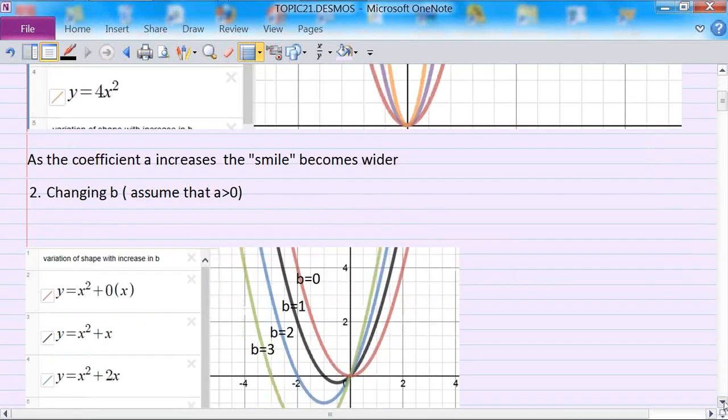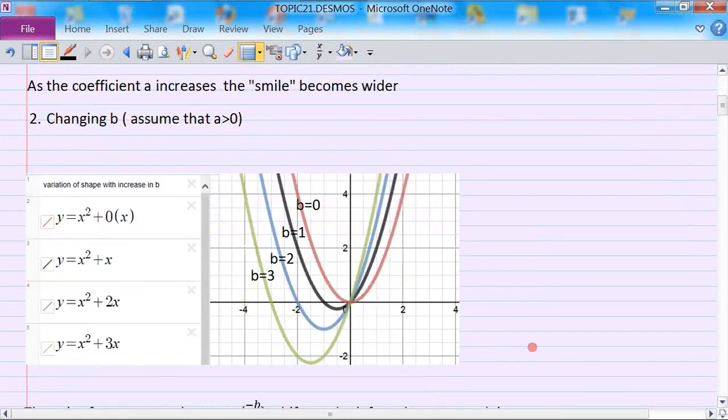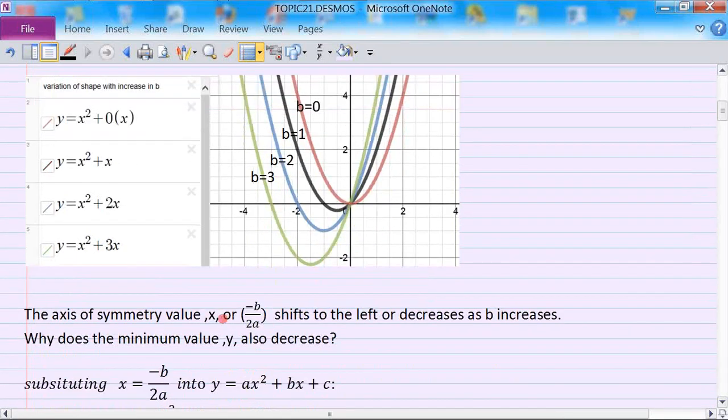So now let's take a look at how b changes in the equation y equals ax squared plus bx plus c. Now, in this case, I'm just going to assume that the coefficient of a stays the same. It's always 1. And we're going to change b, which is the coefficient of x, to 0, 1, 2, 3. And we're going to see two changes. First of all, we're going to look at the axis of symmetry, x equals minus b over 2a, which shifts to the left.